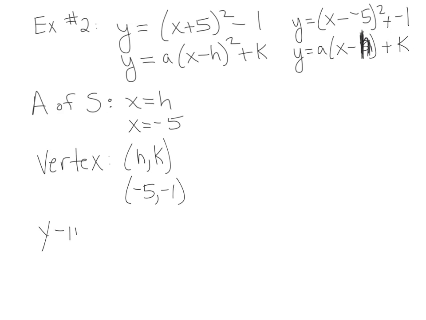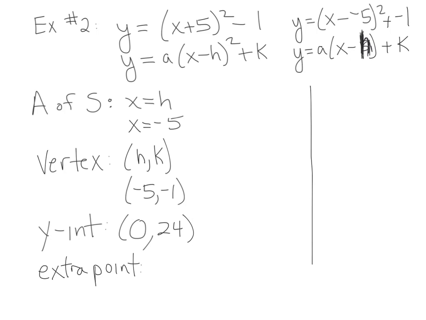The y-intercept is simple also. Just plug 0 in, and you can plug it into the original. 0 plus 5 is 5, 5 squared is 25, 25 minus 1 is 24. Then we need the extra point, but you can find that from your rough sketch. This one goes pretty high, because on regular graph paper you'd be going really high up. The axis of symmetry is at negative 5.